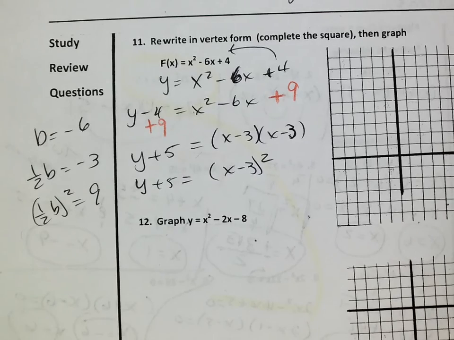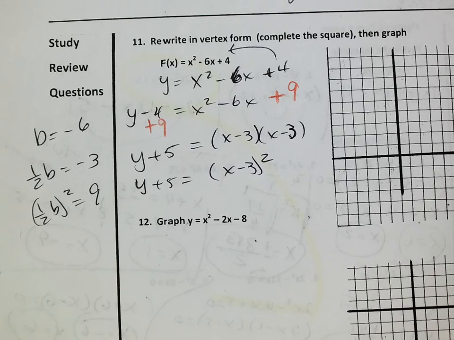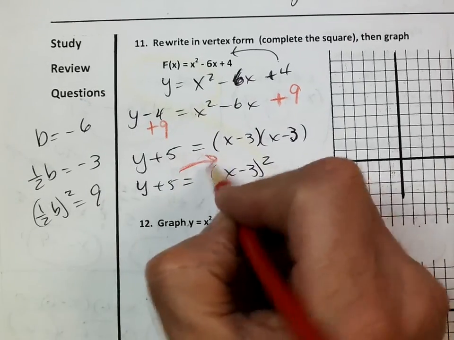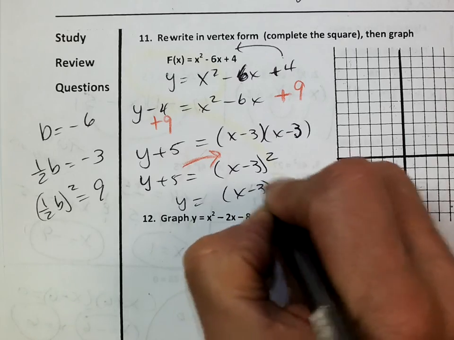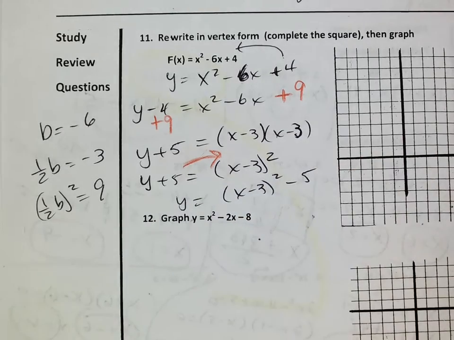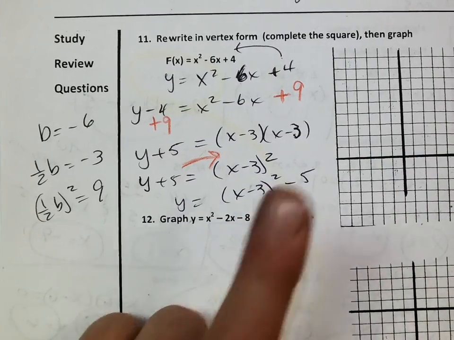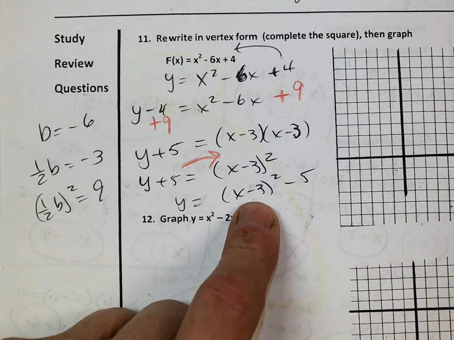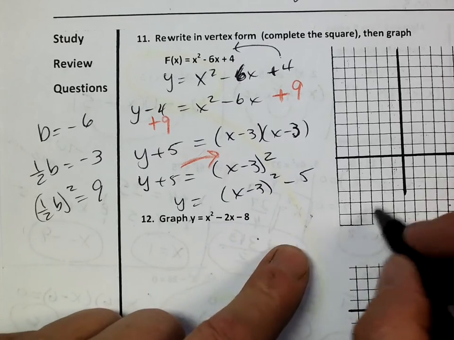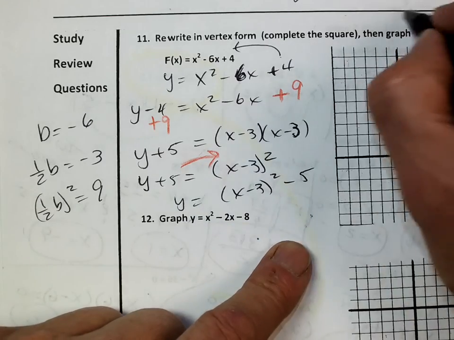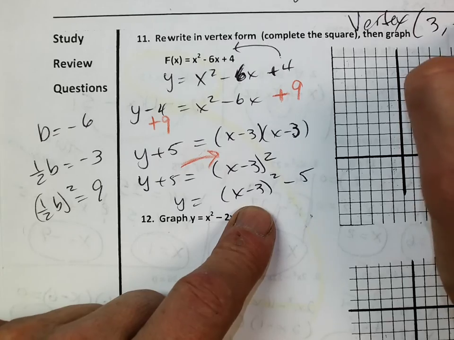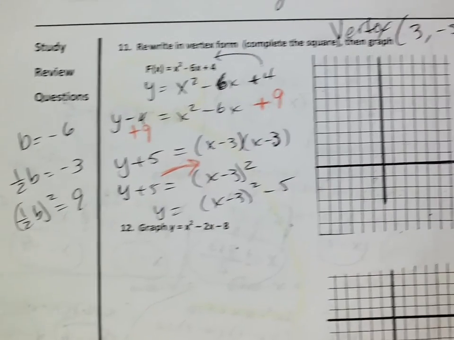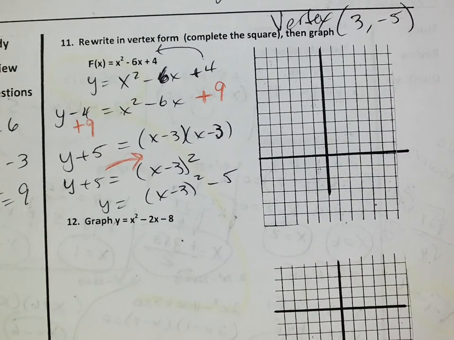I'm almost there. Bring the 5 back over, right? So I'm going to bring this 5 back over this way, and I'm going to rewrite this as y equals x minus 3 squared minus 5. Now, the vertex. When we talked about the vertex, it is the opposite of that, right? Remember, opposite. So the vertex of this one is going to be at positive 3, negative 5, okay? I know that. Here's my vertex right there.